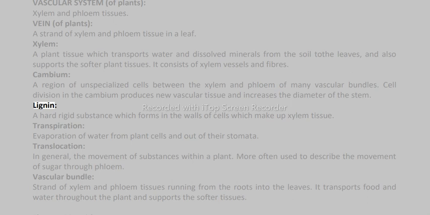Lignin, a hard rigid substance which forms in the walls of cells which make up xylem tissue. Transpiration, evaporation of water from plant cells and out of their stomata. Translocation, in general, the movement of substances within a plant. More often used to describe the movement of sugar through phloem. Vascular bundle, strand of xylem and phloem tissues running from the roots into the leaves. It transports food and water throughout the plant and supports the softer tissues.